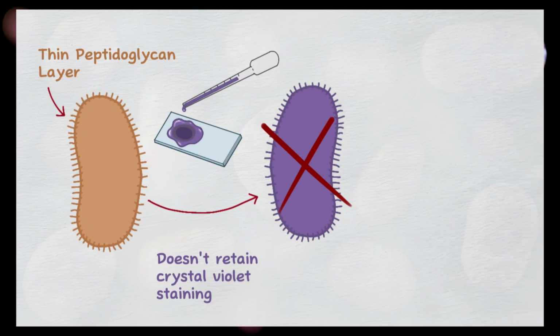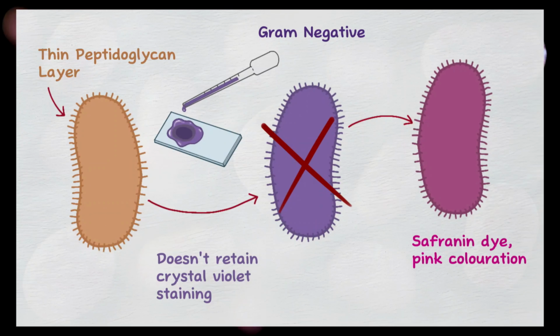Francisella tularensis possesses a thin peptidoglycan layer, which prevents it from retaining the crystal violet dye during gram staining. As with other gram-negative bacteria, it instead takes up the safranin dye, resulting in a pink coloration.